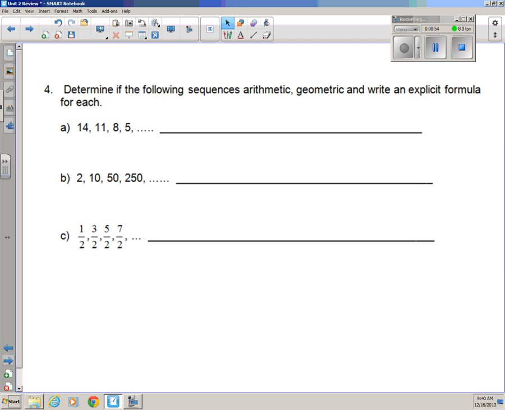So next question, determine if the following is arithmetic or geometric and write the formula for each. So what happens on this one? It looks as if I am subtracting by 3 each time. So I'm going to be arithmetic.